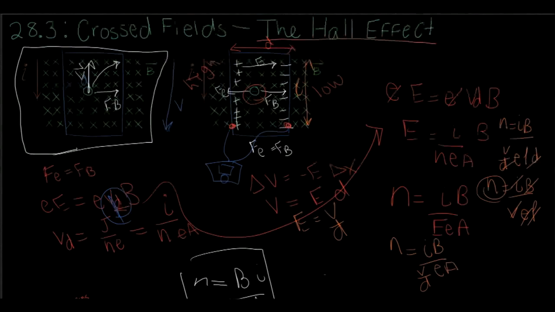Also, if the material was moving for some reason, but not enough to cancel out the initial drift velocity, we could get a different potential difference, or voltage. Big V equals little v, B, d.